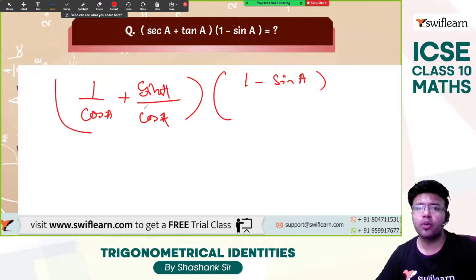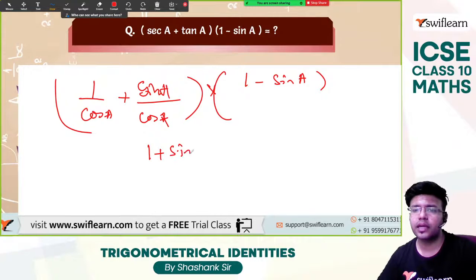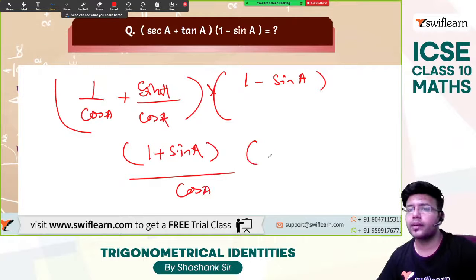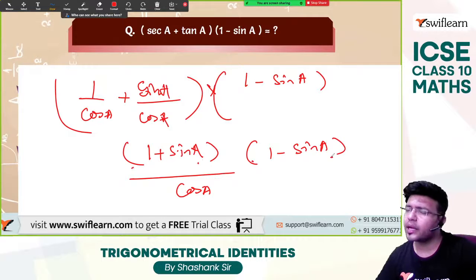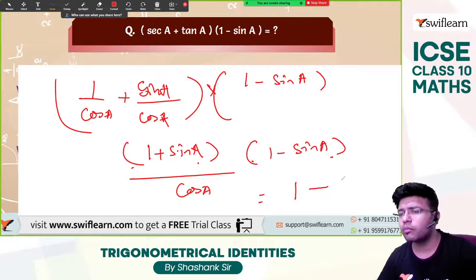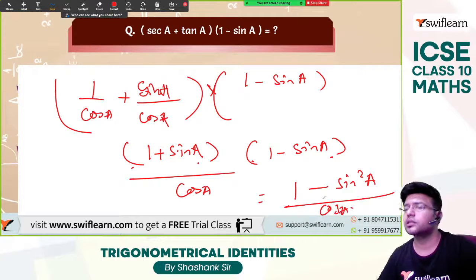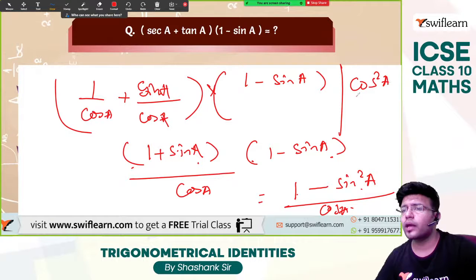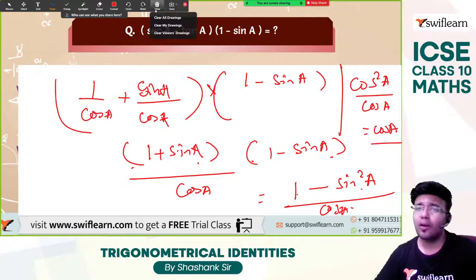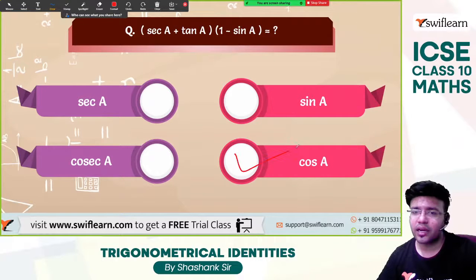Okay, the denominator here, into, so it is 1 plus sin A divided by cos A into 1 minus sin A. A plus B into A minus B is A square minus B square. And cos A as it is. 1 minus sin square A is cos square A. Cos square A by cos A is nothing but cos A. Cos A is the right answer.